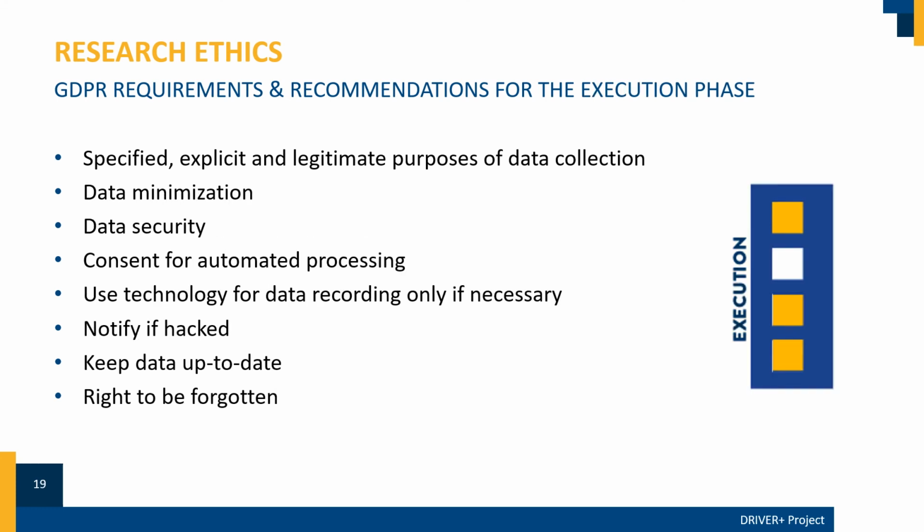Now, the requirements and recommendations from the GDPR that apply to the execution phase. Many of the requirements already applied to the preparation phase. For example, be clear about the purpose, minimize data, secure data, get consent for automated processing, and use technology for data recording only if necessary. In case servers are hacked, or if personal data is otherwise obtained by someone without permission to access it, breach notifications are now mandatory. Refrain from processing data that is not up to date. Keep in mind that every data subject has the right to be forgotten if the required conditions apply. Otherwise, you should be able to explain why the right cannot be fulfilled at the moment.